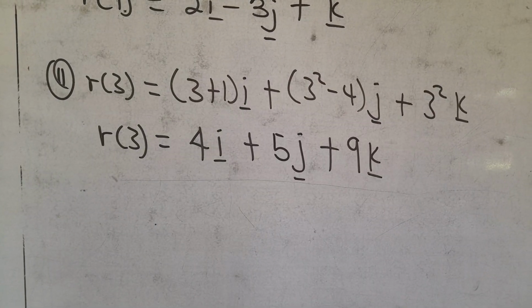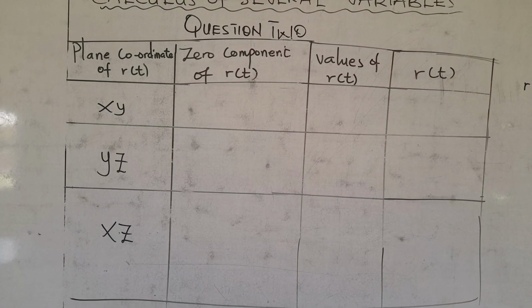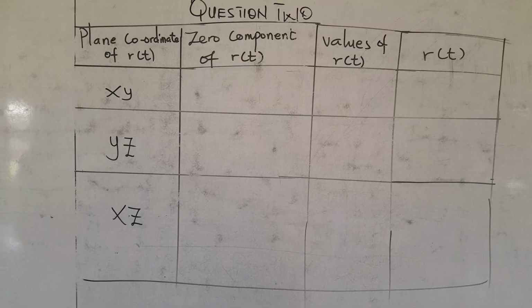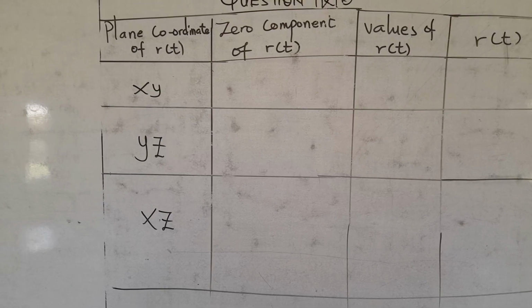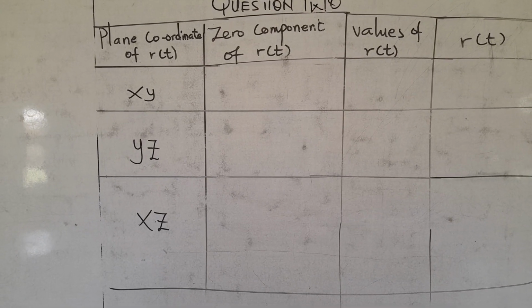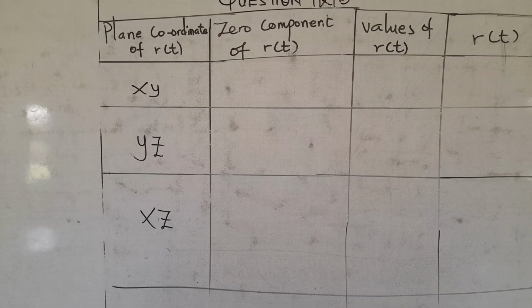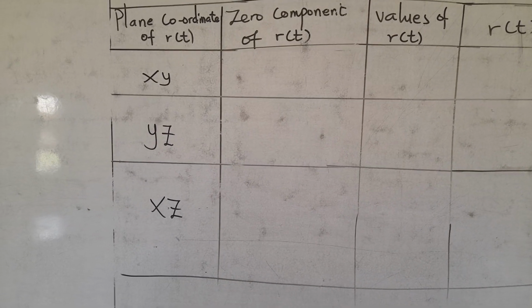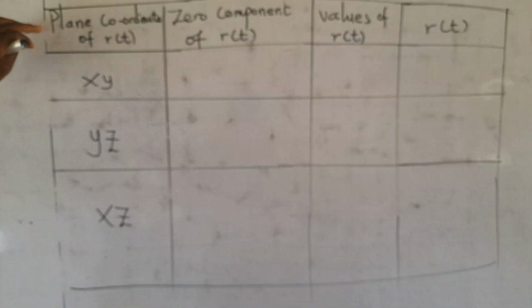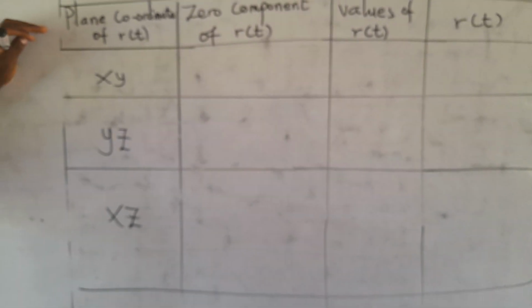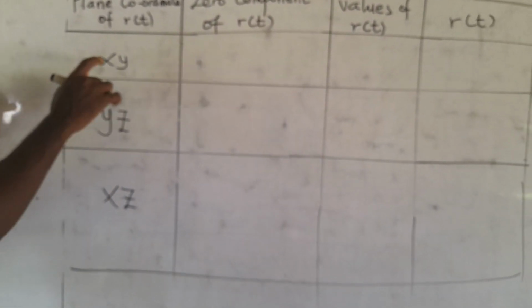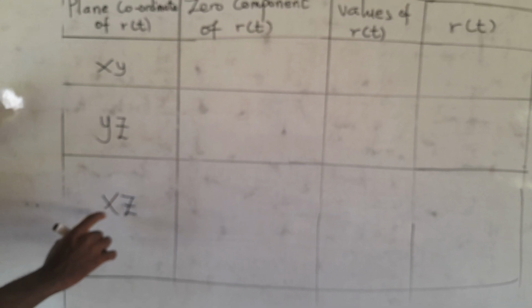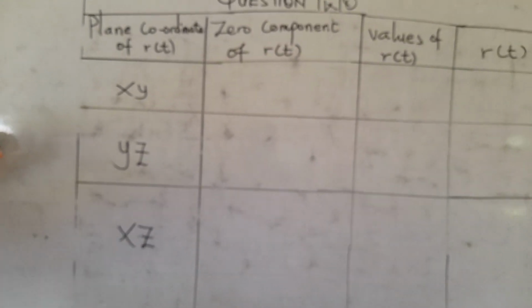So this particular question, that's the C aspect of question 2, is on finding vectors in the coordinate plane of a vector value function. Please do well to check out my videos on how to find vectors in the coordinate plane of a vector value function. So to do that, we need to draw a table. The first column of the table will have the plane coordinate of r of t. It's just a matter of combining all the variables or all the directions of the vector value function. So we have the xy, we have yz, and xz. This is not in any specific order.